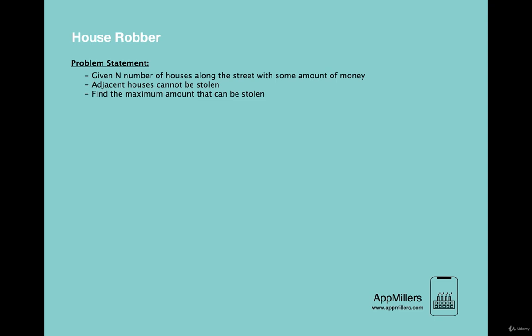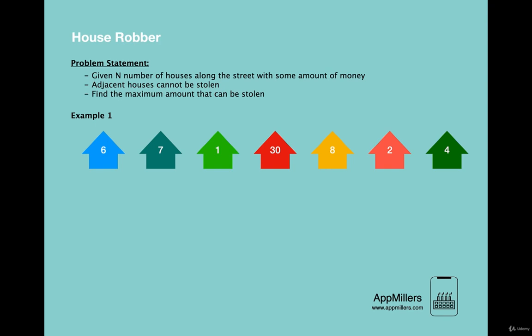So this is a very interesting problem. Let's understand it using this example over here. Let's imagine that we have houses like this. In these houses we have certain amounts of money over here. This number expresses the amount of money.